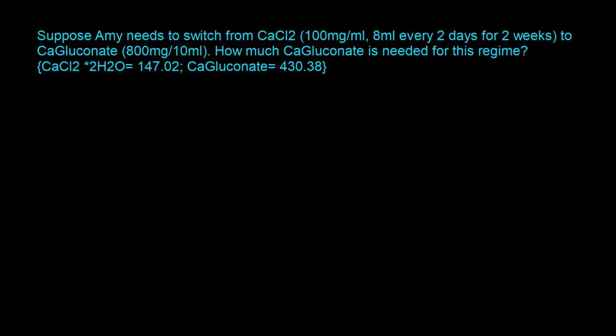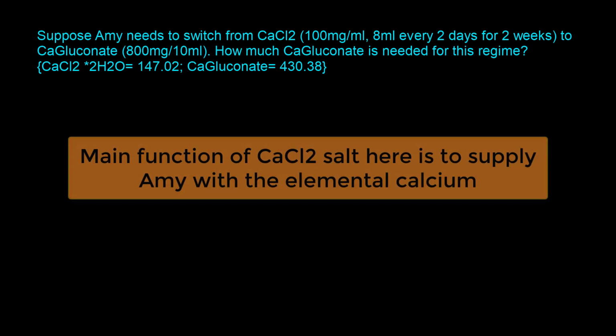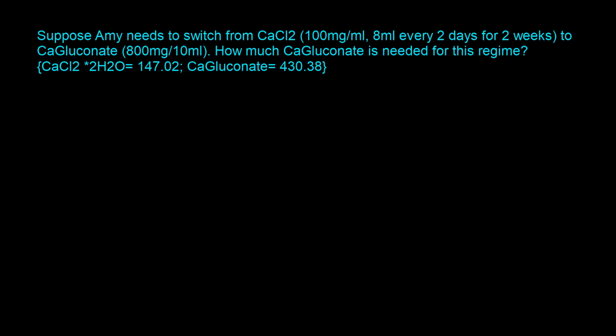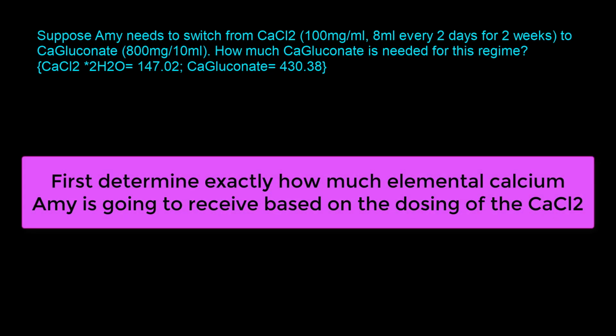So let's do a quick analysis of the question. What is actually happening is calcium chloride is a salt, but the main function of the calcium chloride salt here is to supply Amy with the elemental calcium. So what we want to make sure is once Amy switches from the calcium chloride to the calcium gluconate, she still receives the same amount of elemental calcium.